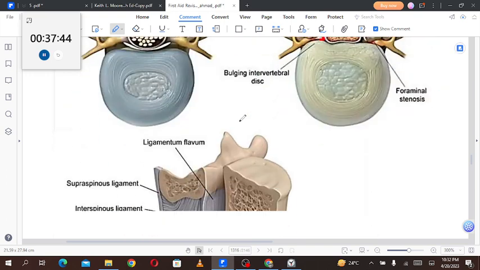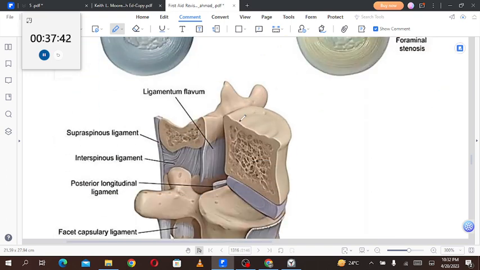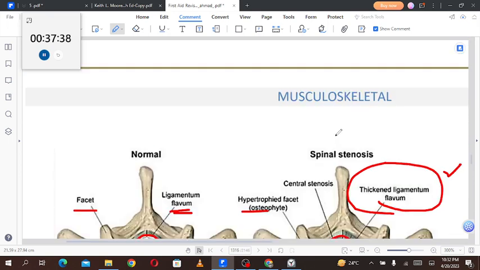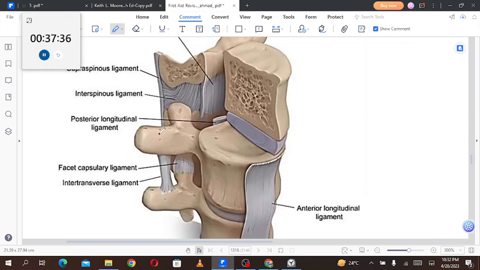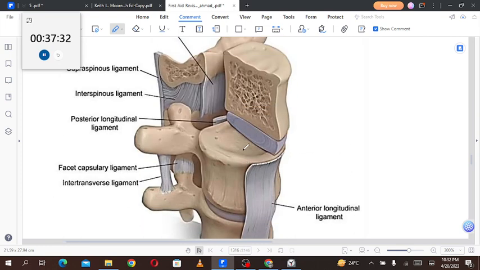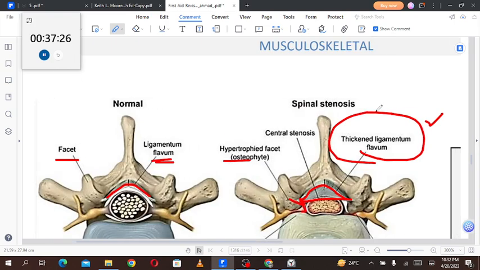And the third thing is that the intervertebral disc shrinks. So intervertebral disc shrinkage. Ligamentum flavum is over there and the spinal segment. Even if the intervertebral disc shrinks, that also leads to stenosis of the vertebral canal. So we are talking about the ligamentum flavum.